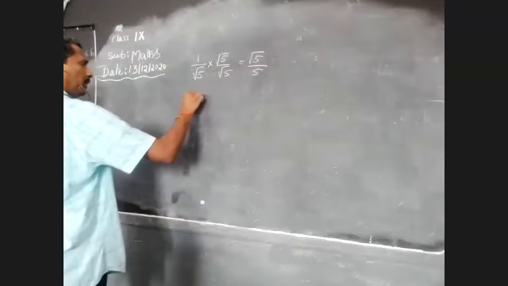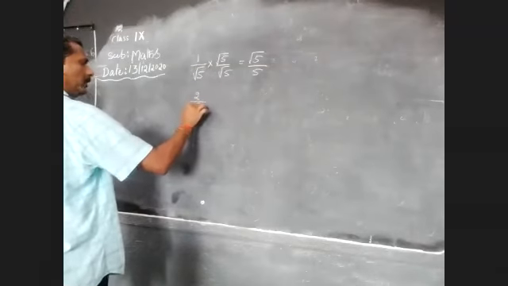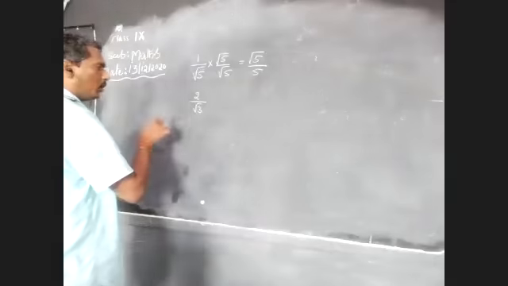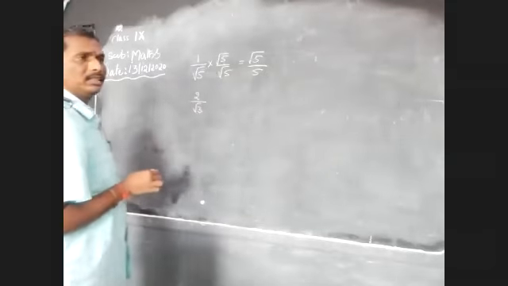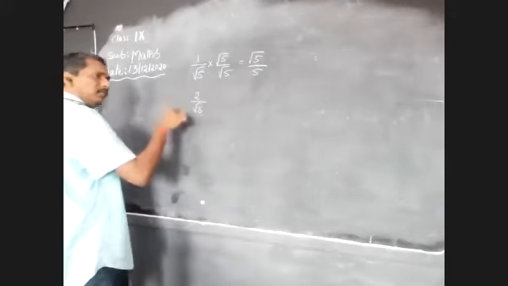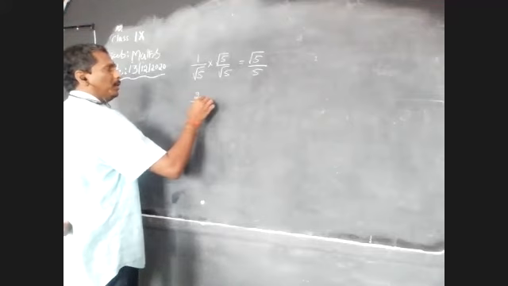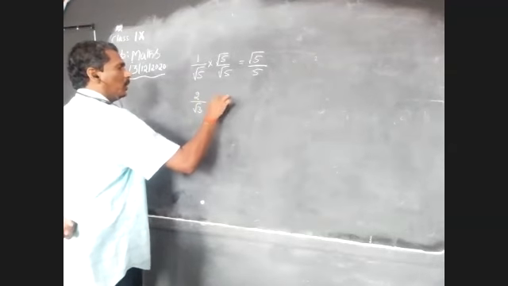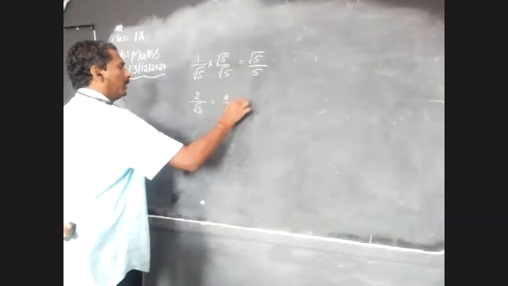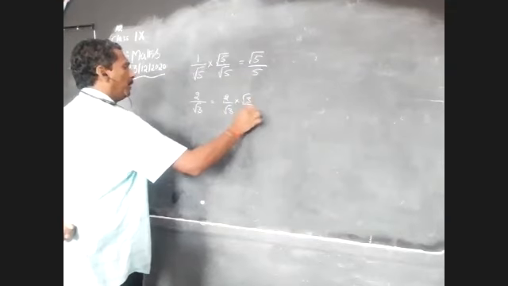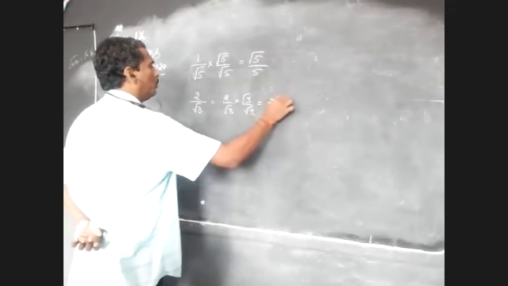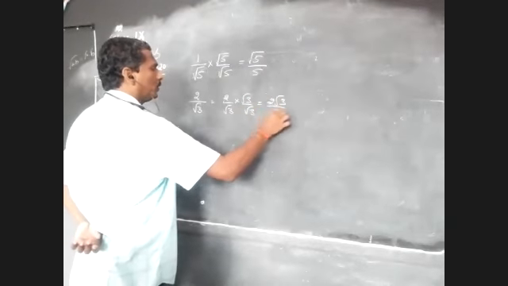Suppose it is given like this: 2 by root 3. What is rationalizing the denominator? Rationalizing the factor, or rationalizing the denominator, means you multiply and divide with root 3, both numerator and denominator. So that is 2 root 3, and root 3 into root 3 is 3.